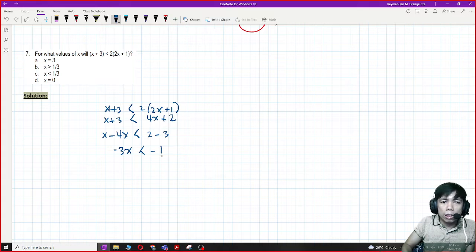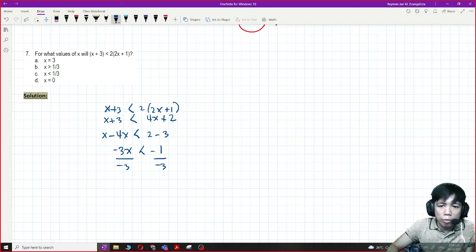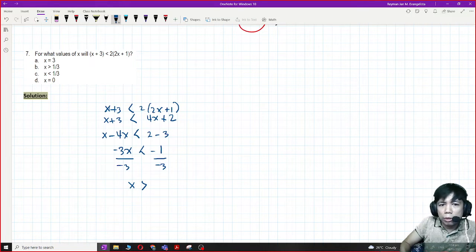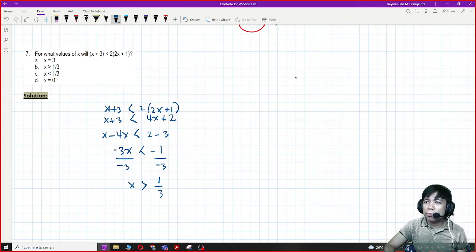Since what is required is the values of x, divide both sides by negative 3. Take note, guys: when you multiply or divide an inequality by a negative number, the inequality symbol changes. So negative 3 over negative 3 leaves x, and it becomes greater than. Negative 1 over negative 3 is positive 1/3. That is because we multiplied or divided the inequality by a negative sign.